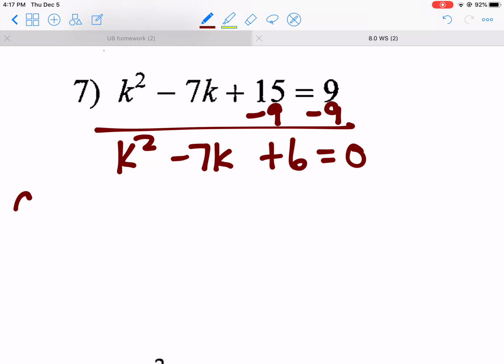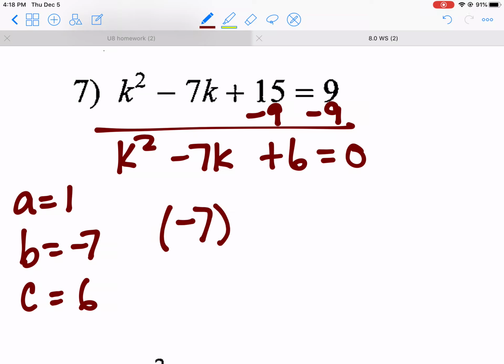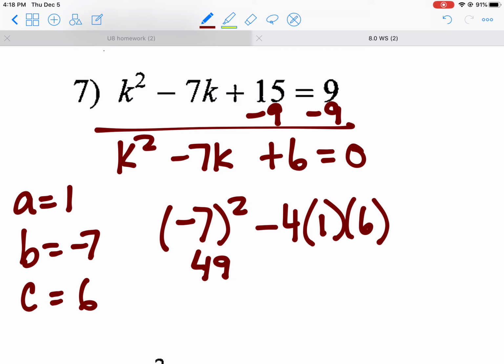Okay, so we want to identify A, which is 1 in this case. Nothing written there, but it's 1. B is negative 7, and C is 6. So we want to use the b squared minus 4ac to find our discriminant. So b is negative 7 squared minus 4 times a is 1, c is 6. So we're going negative 7 squared, that's 49, minus 4 times 1 times 6, that's going to be minus 24. 49 minus 24 is 25.